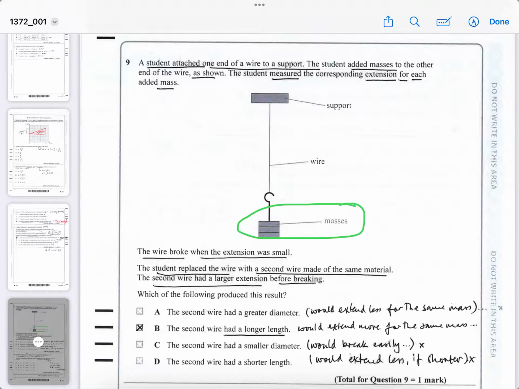And C said the second wire had a smaller diameter. Well, if it had a smaller diameter, it would break easily, so it wouldn't extend more. So I don't think C is the correct answer. And D, the second wire had a shorter length. So if it's a shorter length, it would not extend as much. So really the only reasonable answer is B.